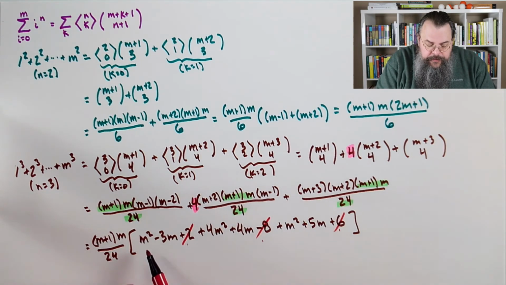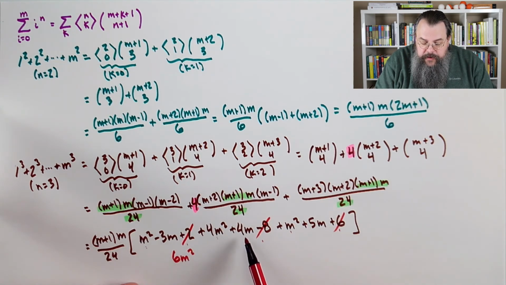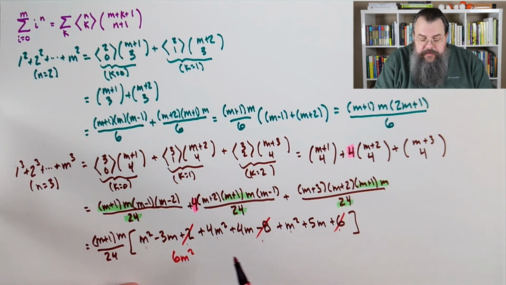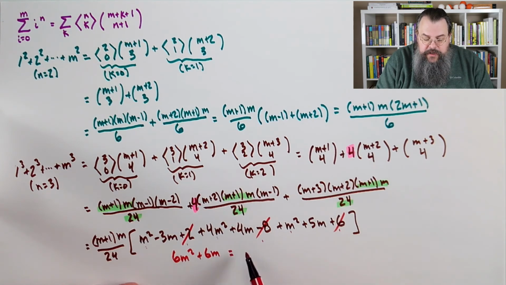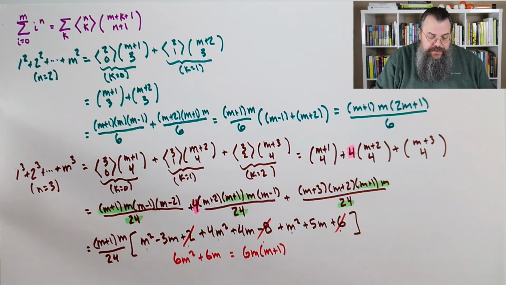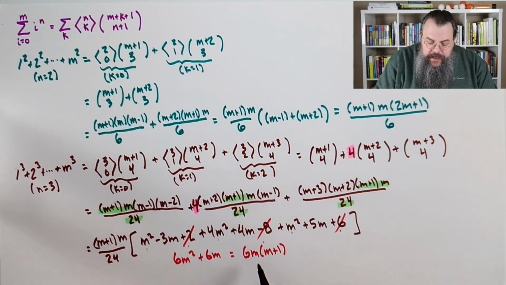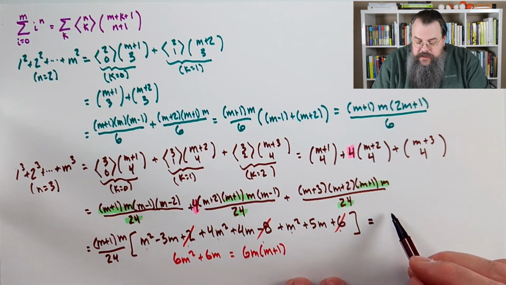What else? Well, we can group. m squared, 4m squared, m squared gives us 6m squared. Minus 3m plus 4m plus 5m gets us to 6m. Really, that's 6 m, so m can factor out times m plus 1. That collapses really well. So there's a 6. That goes into 24, which leaves us with a 4 downstairs. And then we have an m, there's another m, there's an m plus 1, there's another m plus 1.